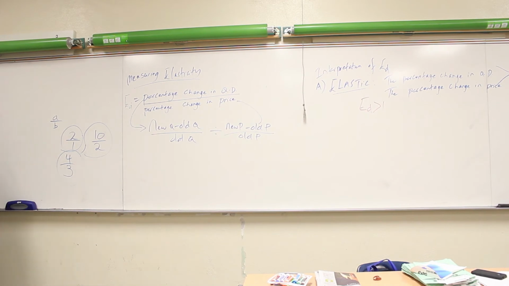So you calculate price elasticity, it comes out to be a number bigger than 1, you know that's saying the top of this thing is bigger than the bottom. And if that is the case, the percentage change in quantity demanded is greater than the percentage change in price. That happens when demand is elastic. You calculate it, it comes out bigger than 1, you know that demand is elastic.